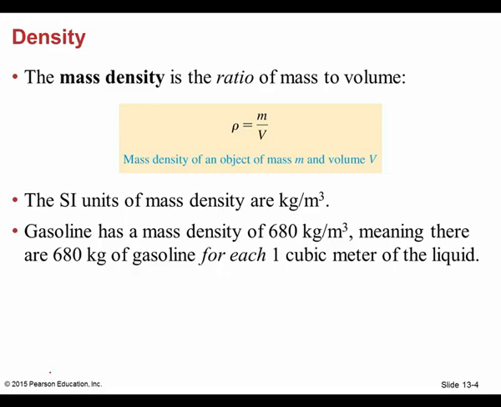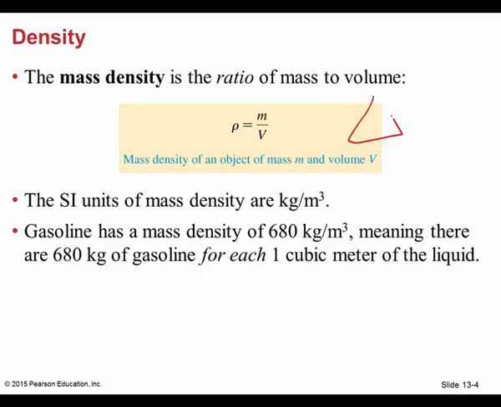Now, mass density is, of course, simply put, the ratio of an object's mass to its volume. Rho, the Greek letter rho, is how we write it. Sometimes you may see it written this way. I don't really like to write it that way because D many times means distance in physics. So we use the Greek letter rho.